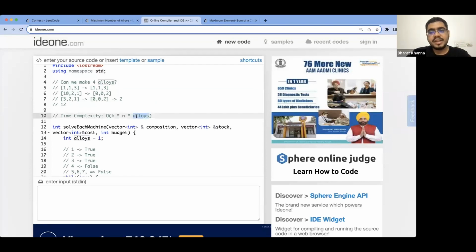So the complexity change would be k into n remains the same. But now instead of doing linear search 1, 2, 3, 4, 5, I'm doing binary search. So log of 2 into 10 to the power 9, the maximum that I have taken. Which will be very, like, log is generally very, very small. So this will fit into the time complexity. Does this question make sense? The third question.